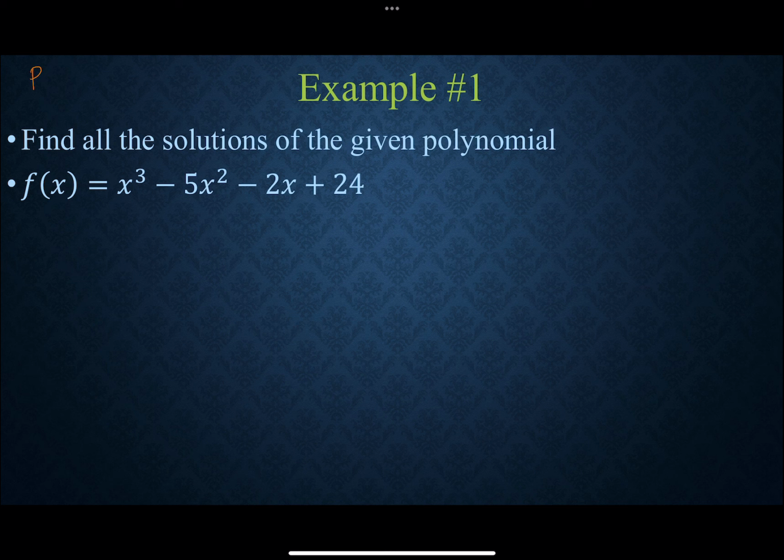So we list out our possibilities for p and q. P is 1, 2, 3, 4, 6, 8, 12, and 24. Q is just 1. So our possible solutions are plus or minus 1, 2, 3, 4, 6, 8, 12, and 24, all divided by 1, so they're just those integers. And it's positive or negative. So if it's x cubed, there are 3 working solutions that we can find from this expression right here.